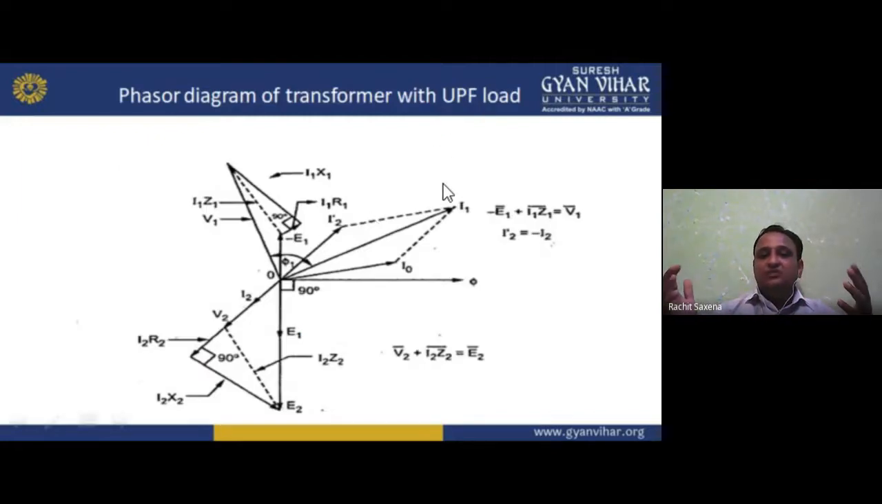Unity power factor means what, my dear student? No lagging, no leading. So see here, we have the I2 dash. We can make an impedance triangle, that is I2 R2, I2 X2, and we can connect it with the impedance triangle, that is V2. Same here for the primary side. So for the primary side and secondary side we can make an impedance triangle.